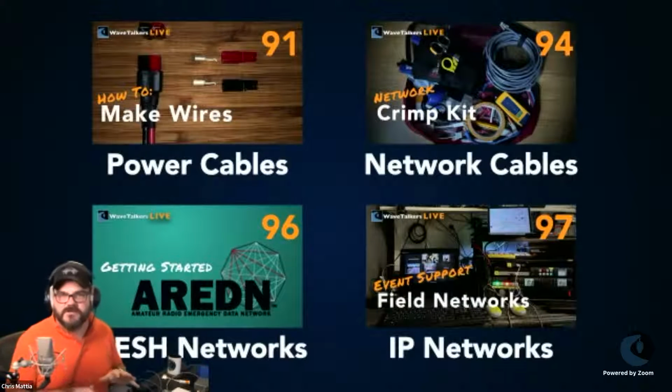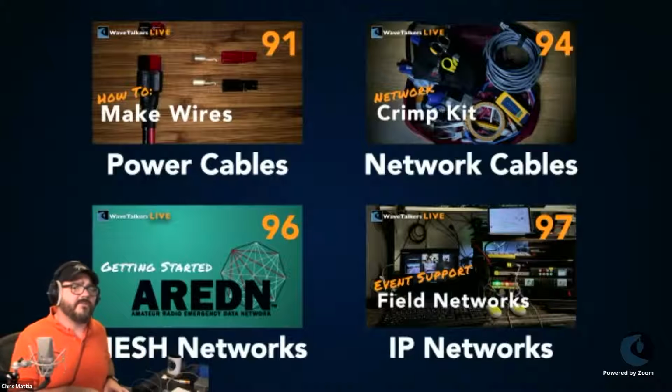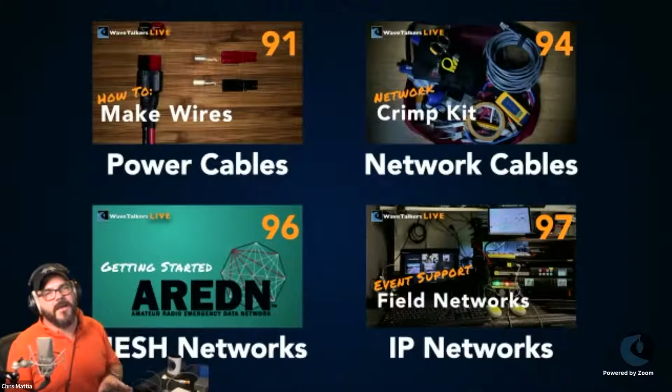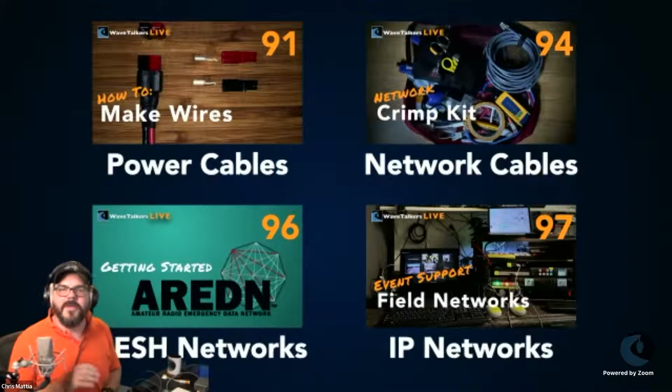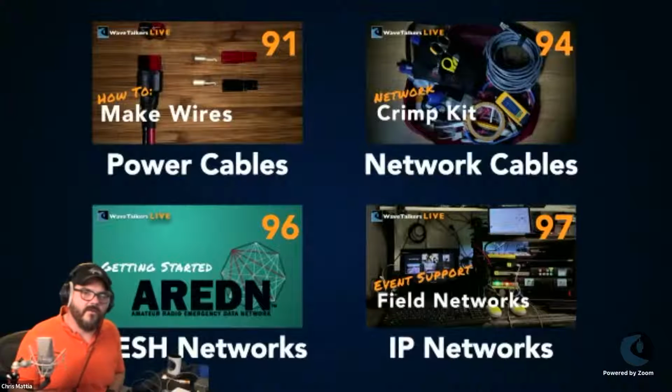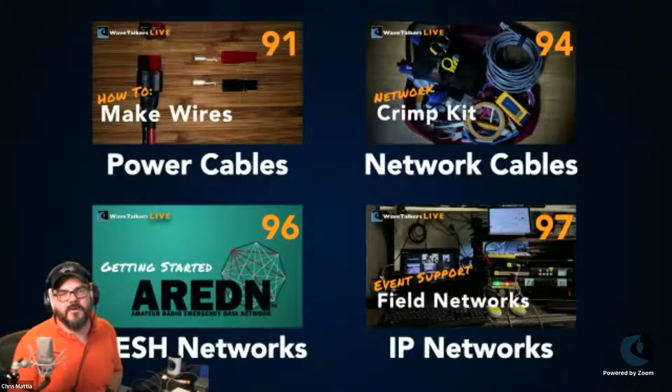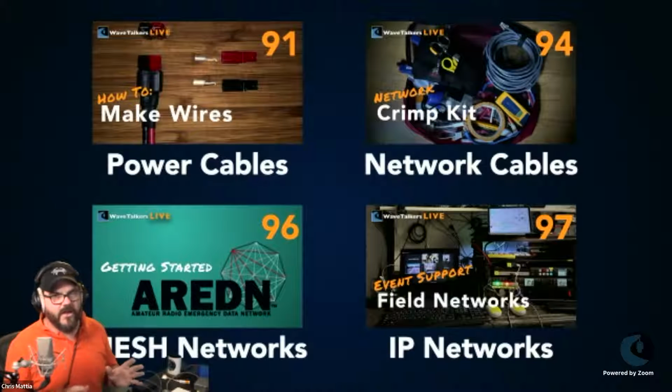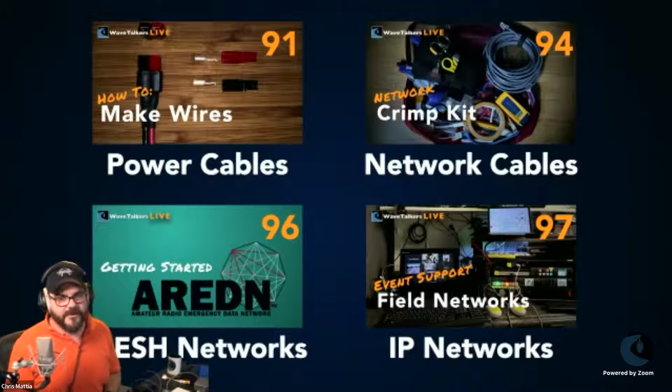So over the past few weeks, in episode number 91, we walked you through how to make power wires, power cables, power poles, and so forth. We walked through in episode number 94 how you can make your own network cables, how to crimp those. Then we spent a lot of time going through the details of Arden mesh networking that uses all ham bands to be able to do that. And today we've just walked through the basics of event support for field networking.